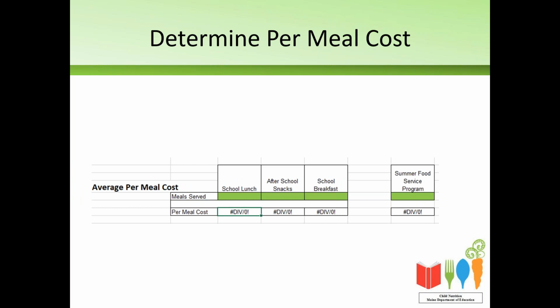On this, if you put in each month the number of school lunches, the number of after-school snacks, and the number of school breakfasts served, it will calculate a per meal cost of each of those individually. In the summer, if you put in the total number of reimbursable meals served, both breakfast and lunch, it will calculate a summer food service average cost for each combined breakfast and lunch.